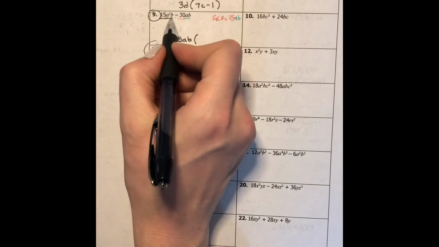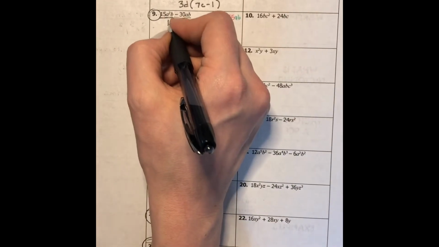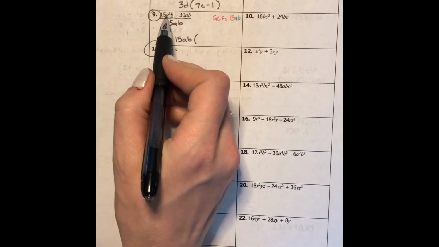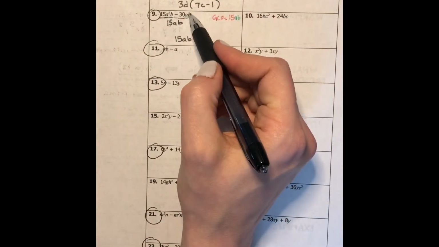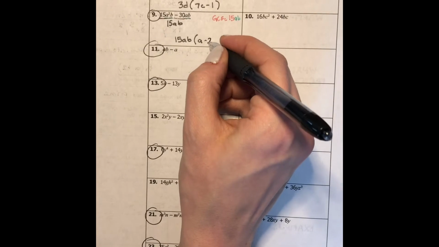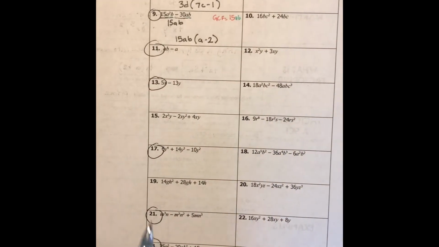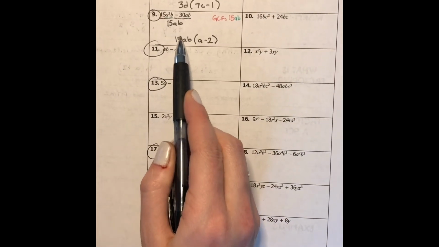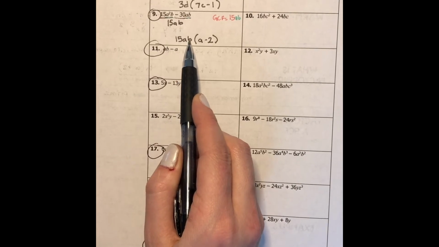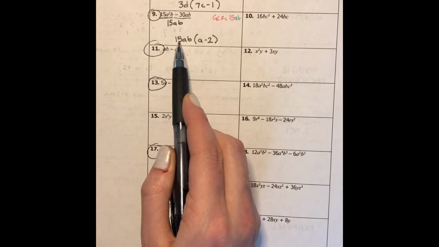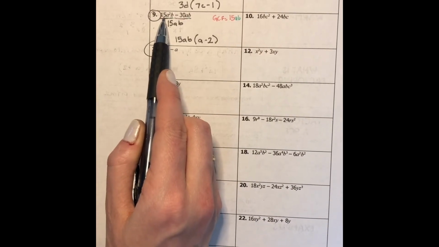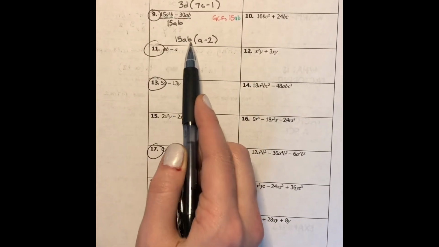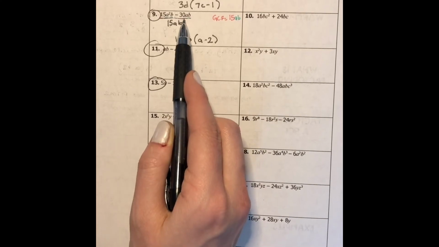When I divide by 15ab, what I'm left with is a single a, and what I'm left with is just negative 2. If I think about this, 15ab times a would be 15a squared b, which is what we have here, and 30ab, which is what we have here.